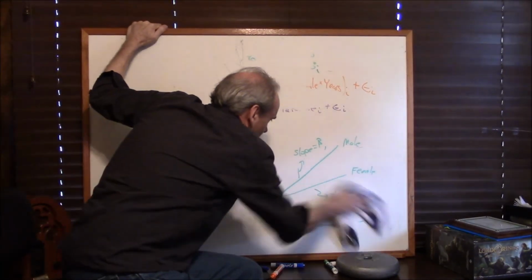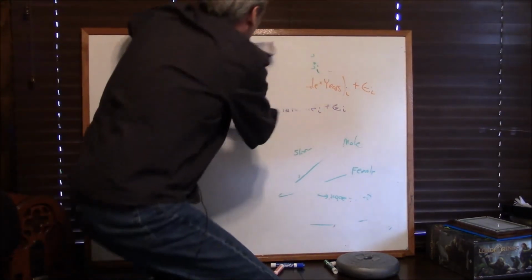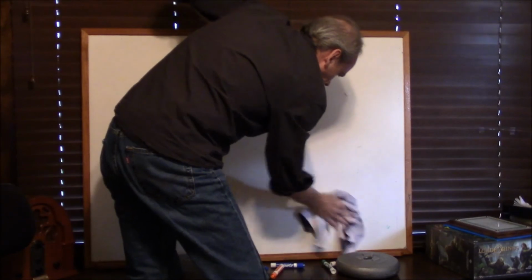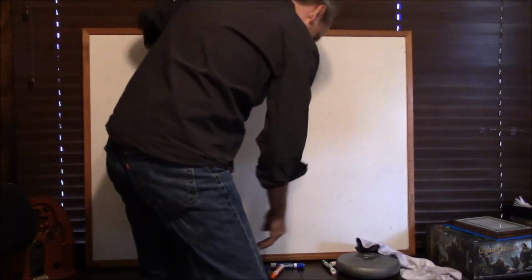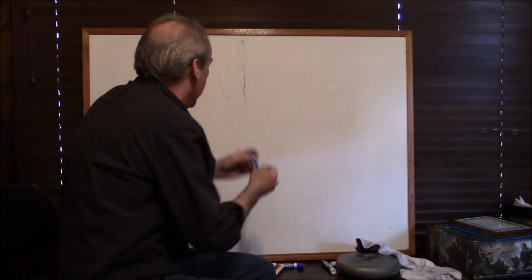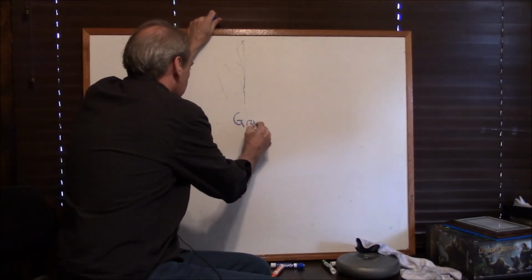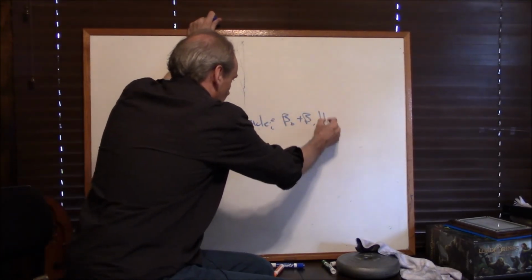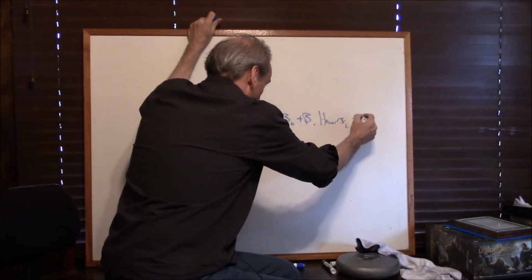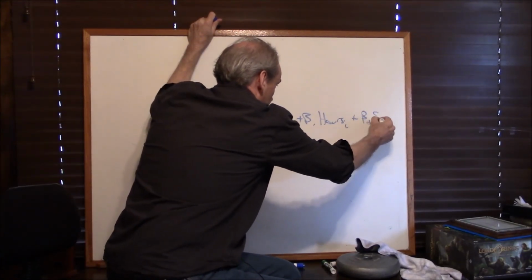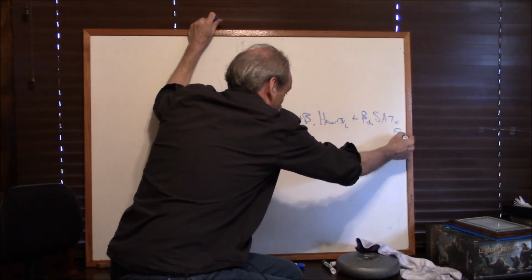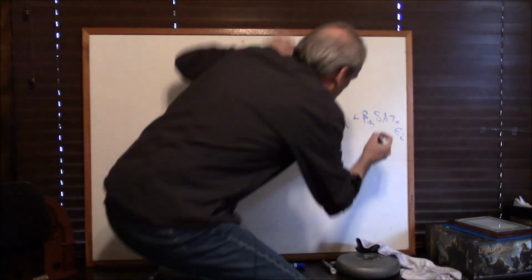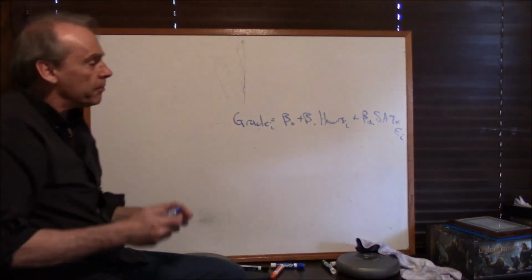Because it makes it difficult for the computer to tell which one is really causing the changes in the dependent variable. For example, I gave you something earlier where I said, okay, let's say that we've got grade sub i is beta sub 0 plus beta sub 1 hours sub i plus beta sub 2 SAT score sub i. Let's say that is the true equation.